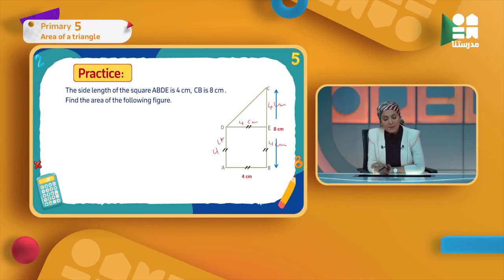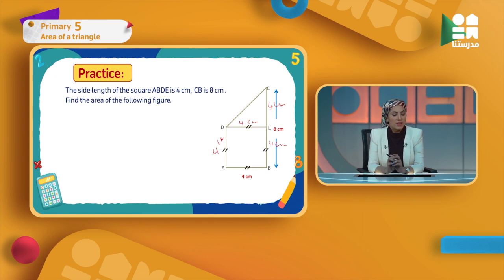I have here a figure made up of a square and a triangle, and I want you to get the area of this figure. So I will get the area of the square and the area of the triangle, and then I will add both of them to each other. By doing this, I have the area of the whole figure.